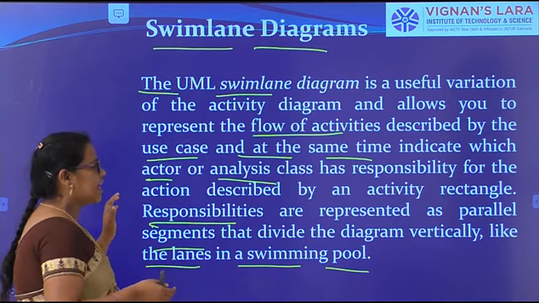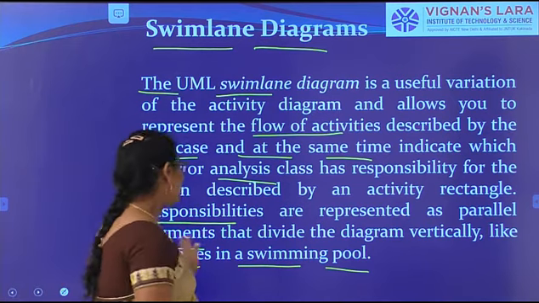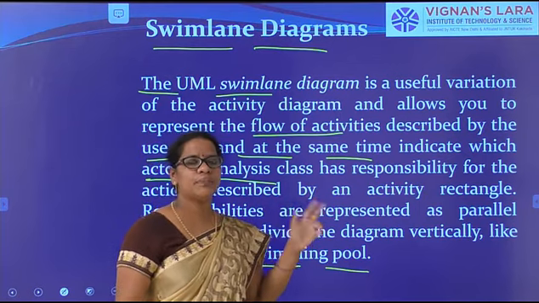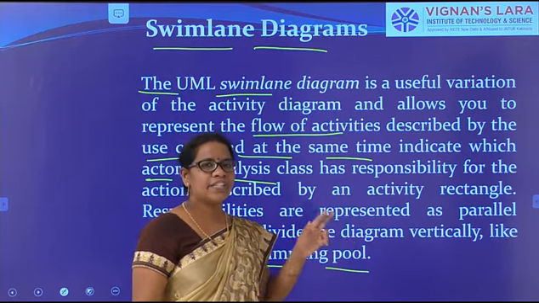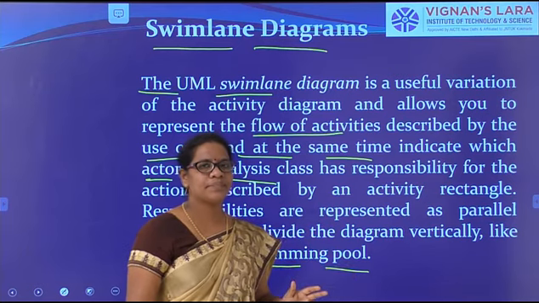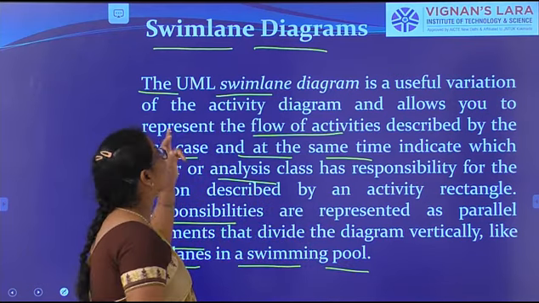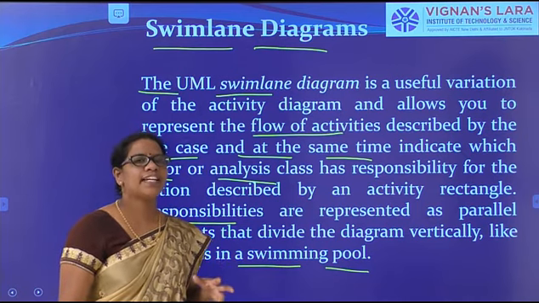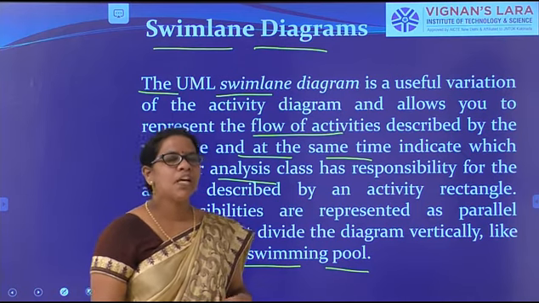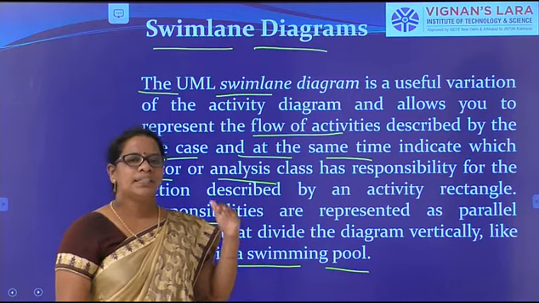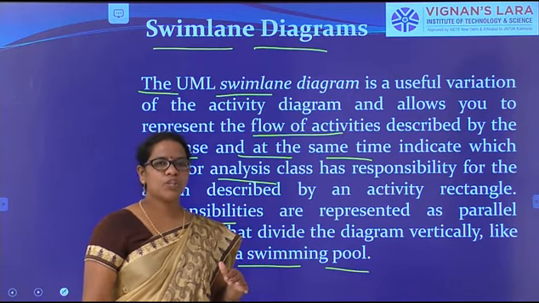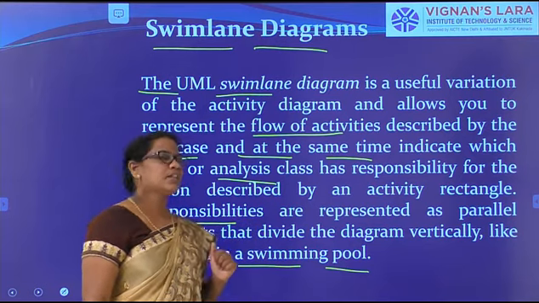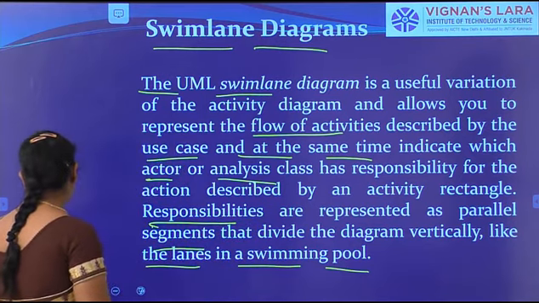So this activity diagram is also divided into some parallel segments. In order to represent the responsibilities, the activity diagram is divided into parallel segments, and those parallel segments are called swim lanes. That's why it is called a swim lane diagram. A swim lane diagram is also a part of an activity diagram, but in it the responsibilities are represented in the form of parallel segments. That is the difference between the activity diagram and the swim lane diagram.